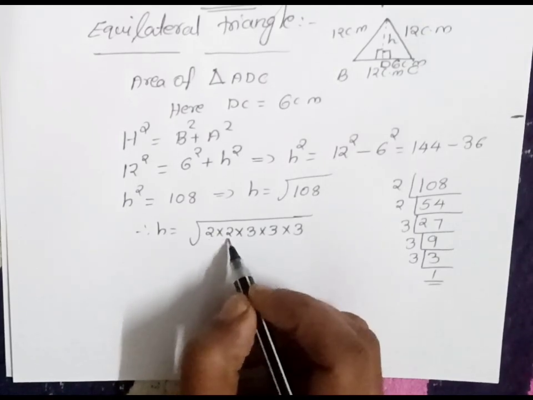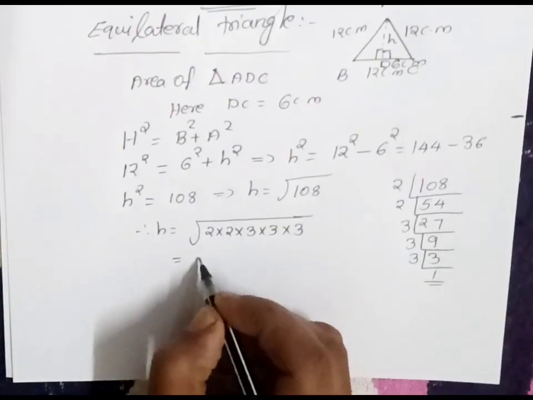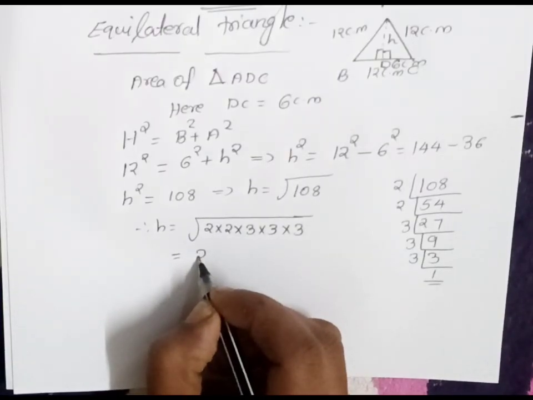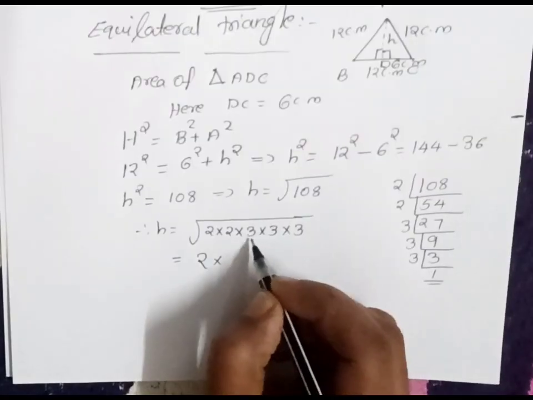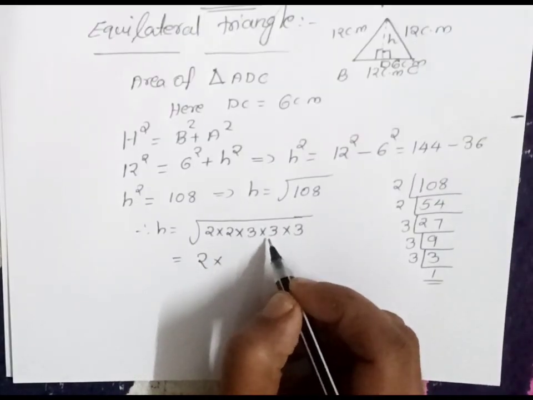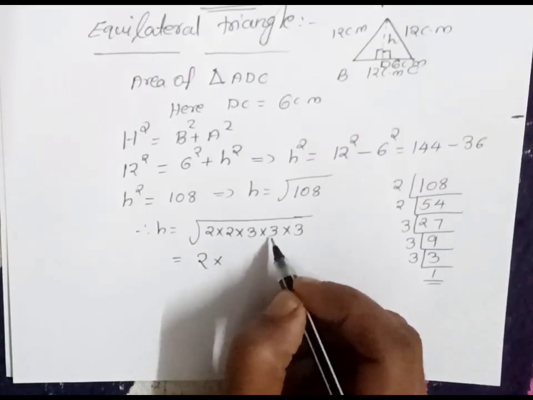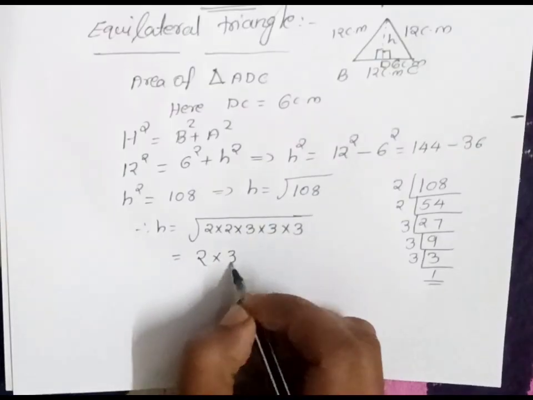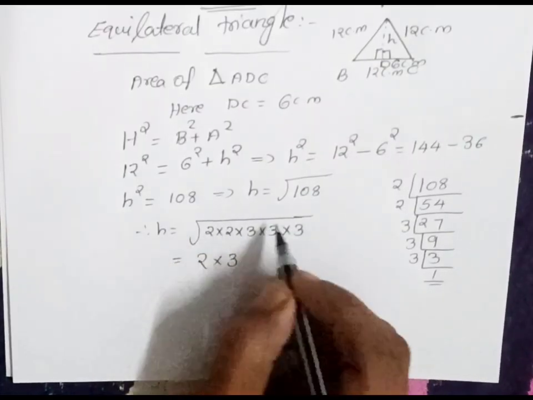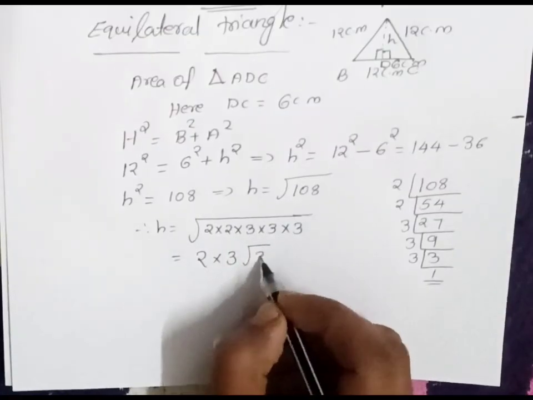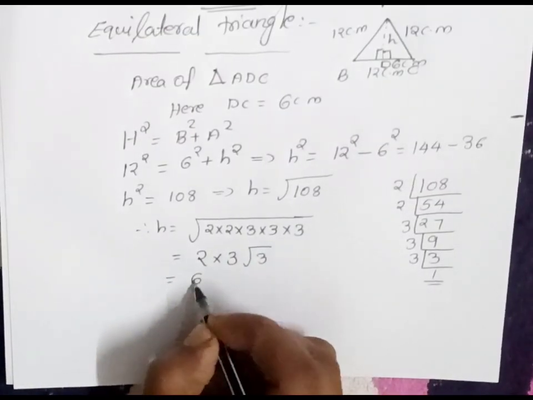Now here 2 into 2, we can take one number outside, that is 2. Then again 3 into 3, we can take 3 outside. Next, the remaining term inside the root is root 3. That implies 6 root 3.